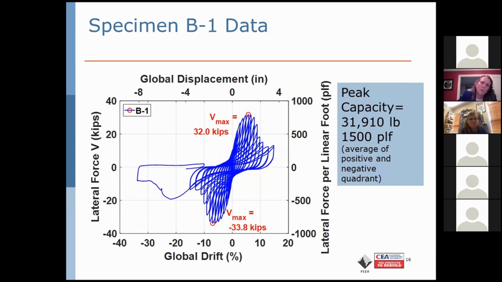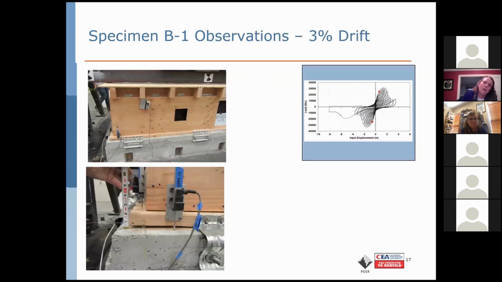And that was something that was talked about in Peng's presentation when he talked about residual drift turning out to be a very important numerical modeling parameter to capture.